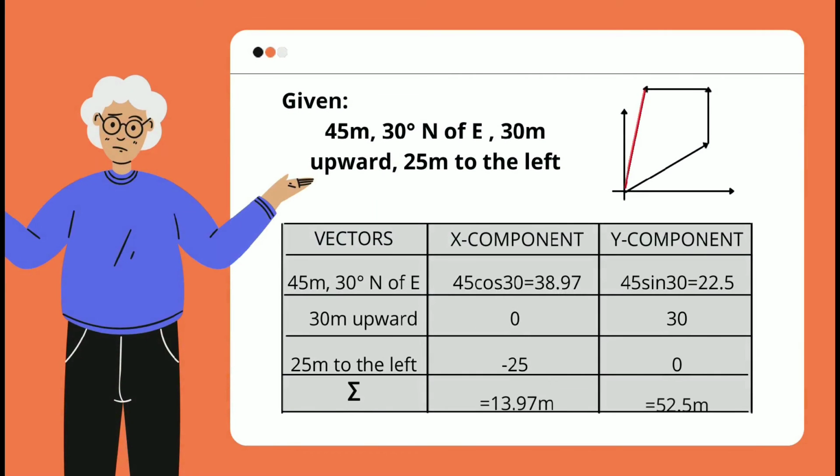For example, 45 meters at 30 degrees north of east. Its x component is 45 cos 30 equals 38.97, and its y component is 45 sine 30 equals 22.5. For 30 meters upward, its x component is 0 and the y component is 30. For 25 meters to the left, its x component is negative 25 and its y component is 0. The sum of all x components is 13.27 meters, and the sum of all y components is 52.5 meters.